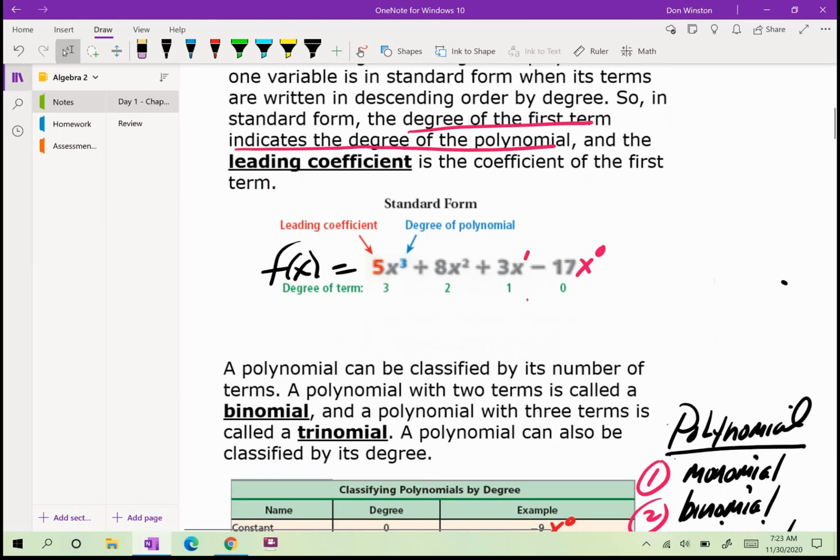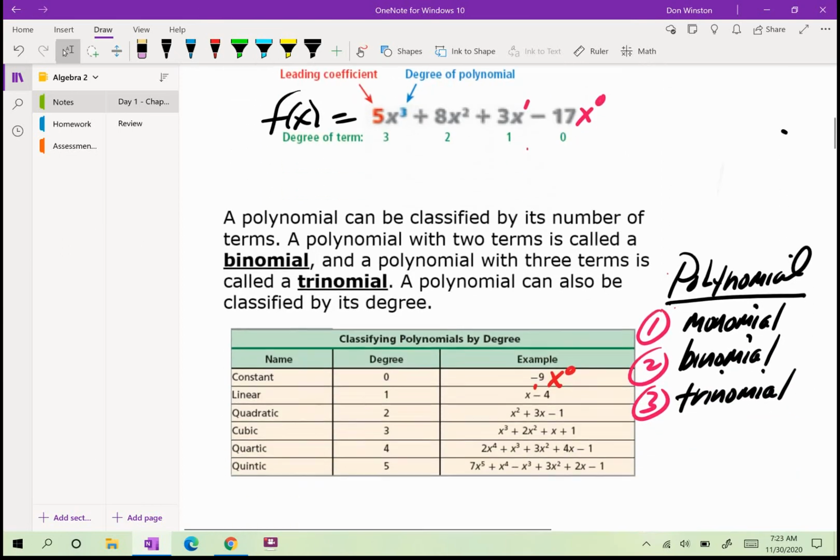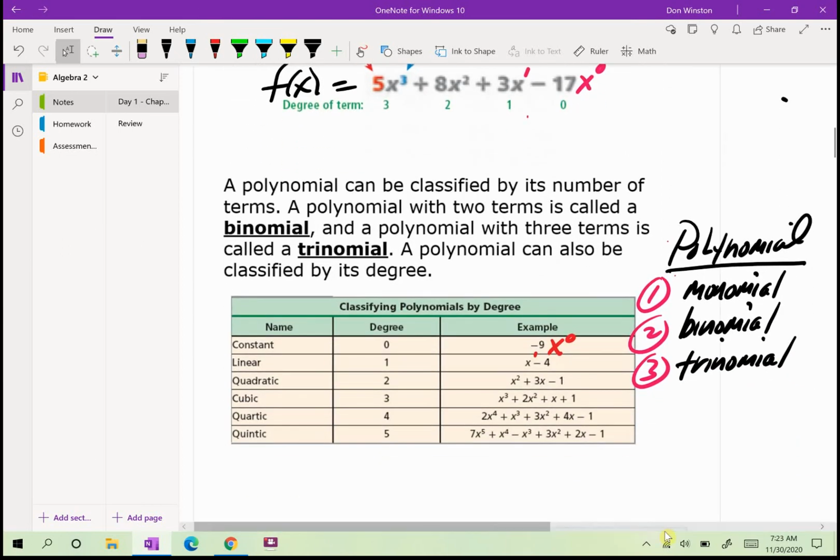And the leading coefficient is the coefficient of the first term. Okay, so here the leading coefficient was negative 9. For the first example, the leading coefficient was 1. For the second example, the leading coefficient was 1. For the third example, the leading coefficient was 1. Here, the leading coefficient is 2. And then the last one, the leading coefficient is 7.